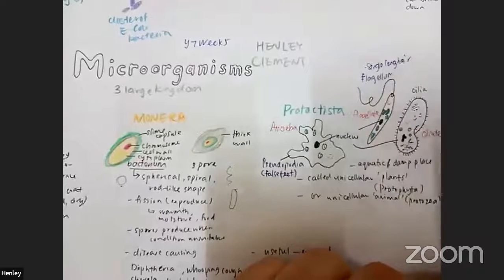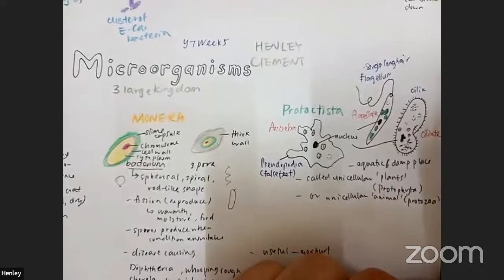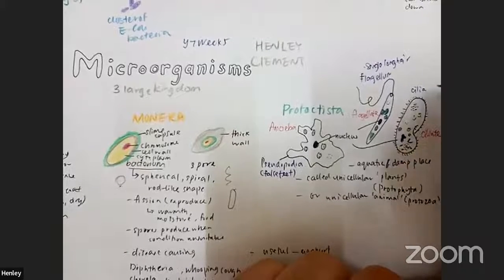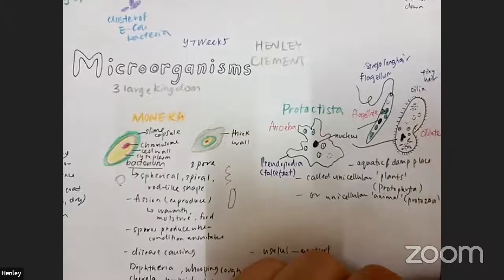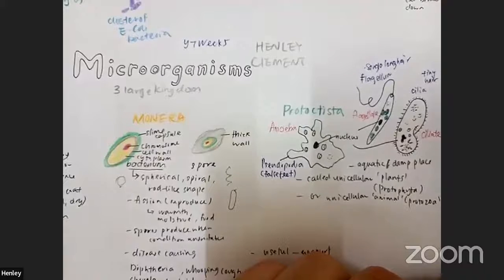Single long hair. Okay, this one is for the movement one. And then this cilia is called tiny hair. Can you see it's tiny? This is to help them to move in the water, around it.